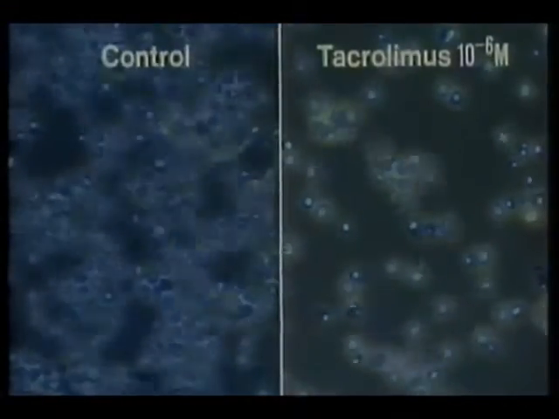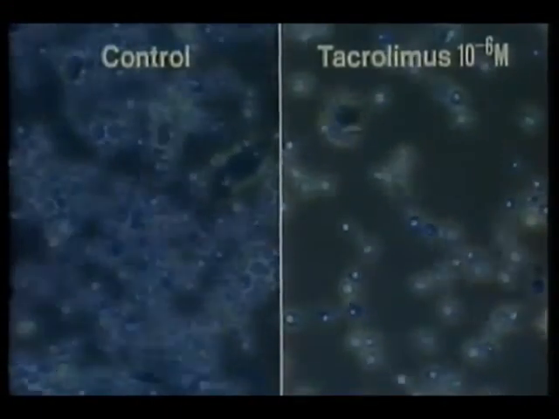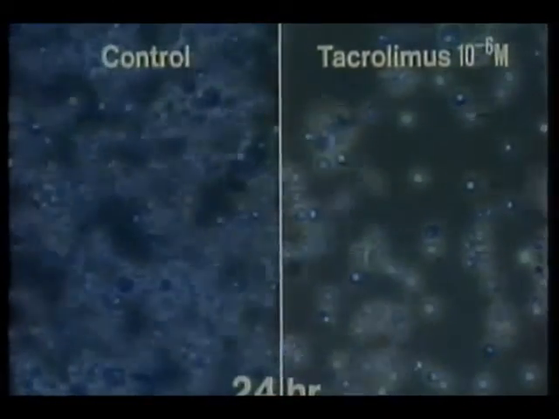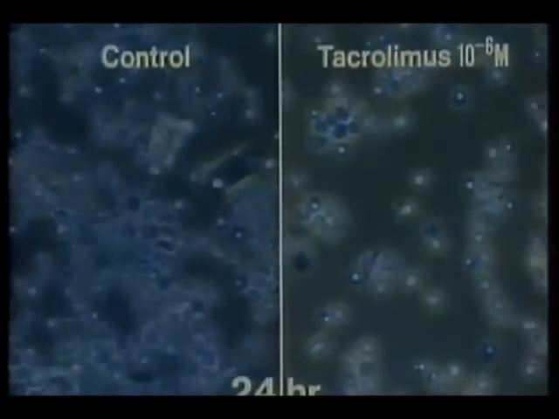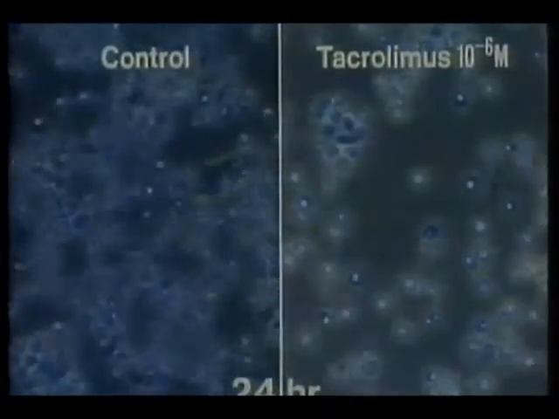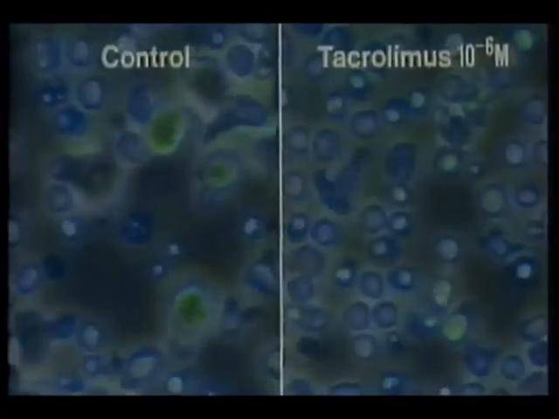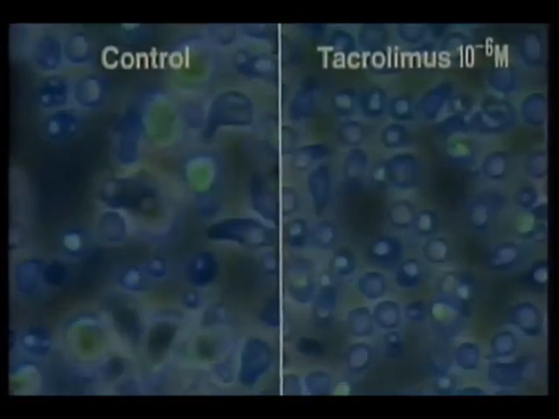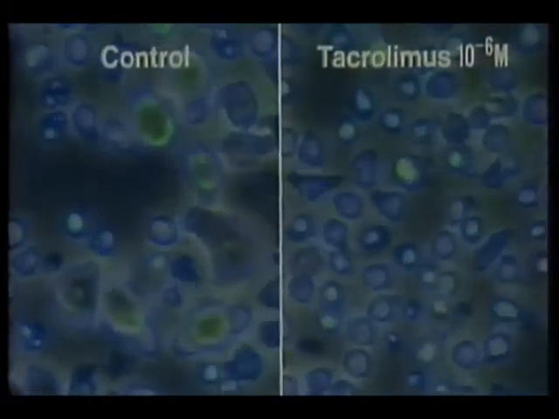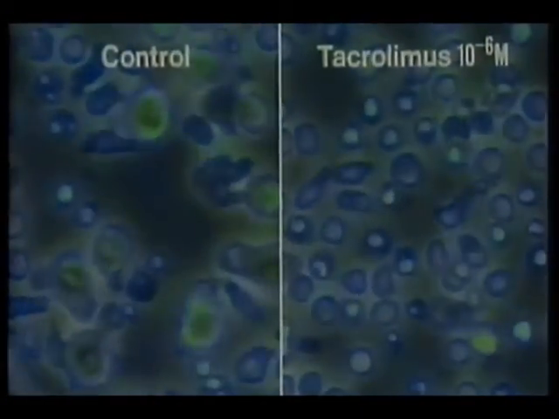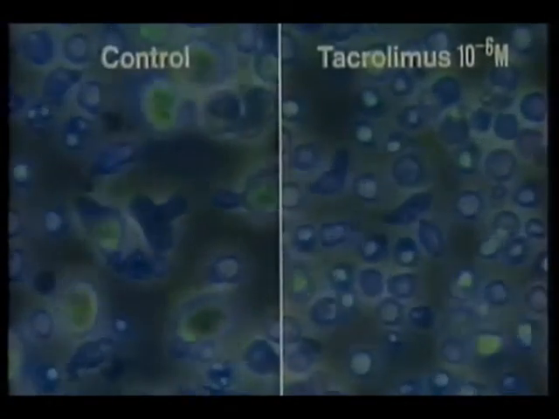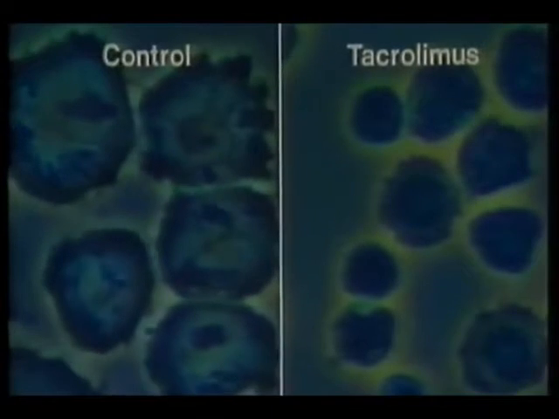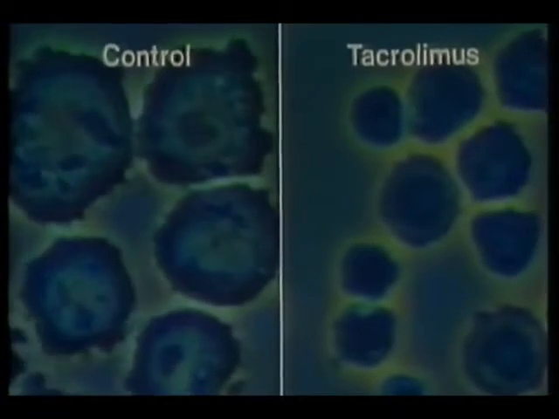With the addition of tacrolimus, as the right side of the screen shows, the lymphocytes retain their small shape. 24 hours later, this condition continues. Here we can see that the IL-2, which is released by the helper T cells, has been controlled. We can also compare what happens among these cells to the killer T cells.